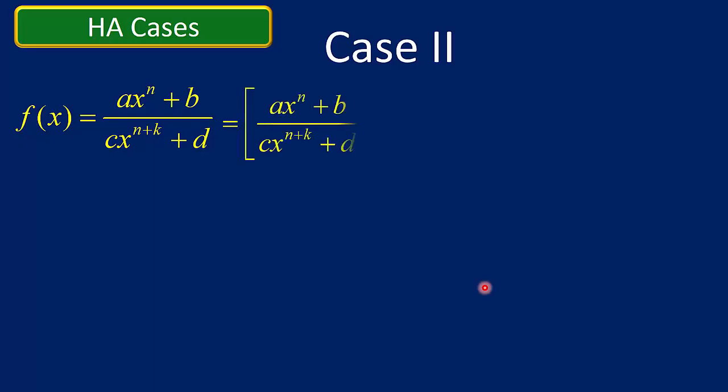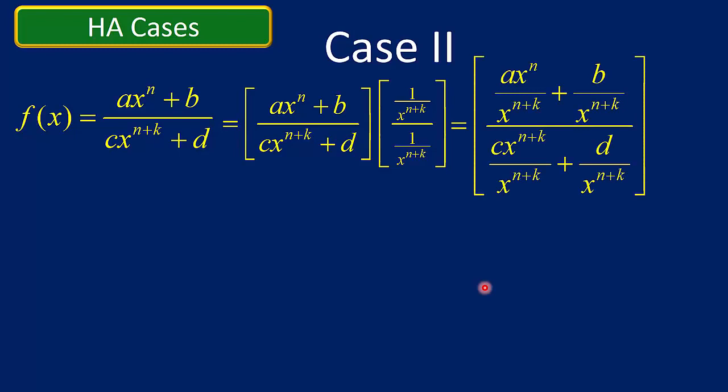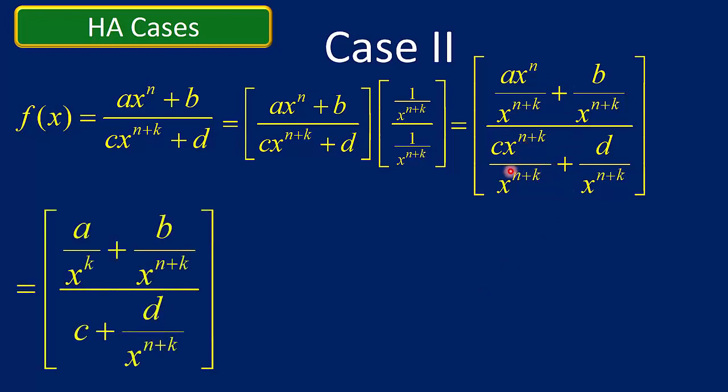Okay, so let's see what the horizontal asymptote might be. In other words, how does this function behave as x goes to infinity? Well, I'm going to multiply the top and the bottom by 1 over x to the n plus k. So that's the trick I'm going to use here. If I distribute 1 over x to the n plus k, I get this situation. Now notice some things will cancel, and I'm left with this.